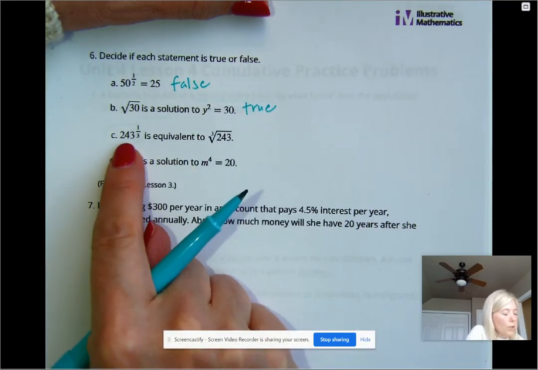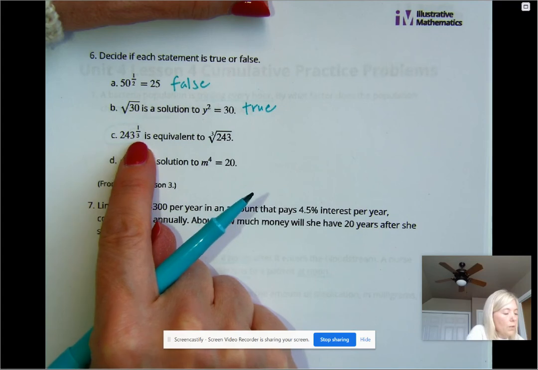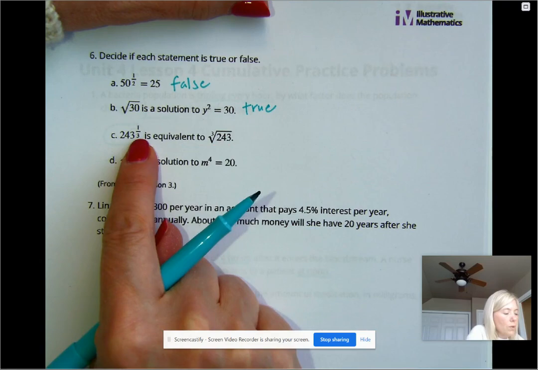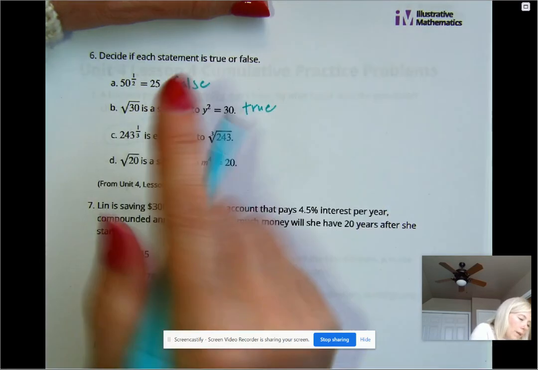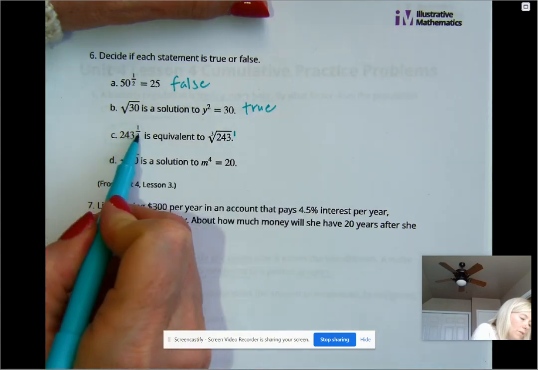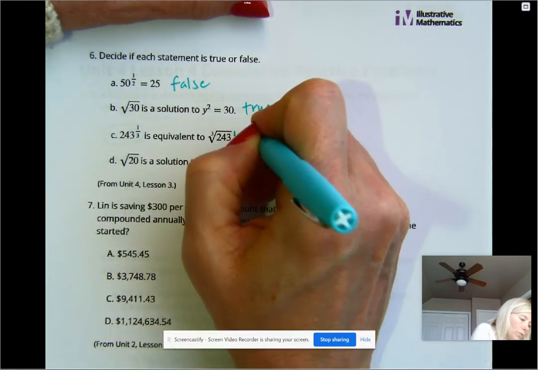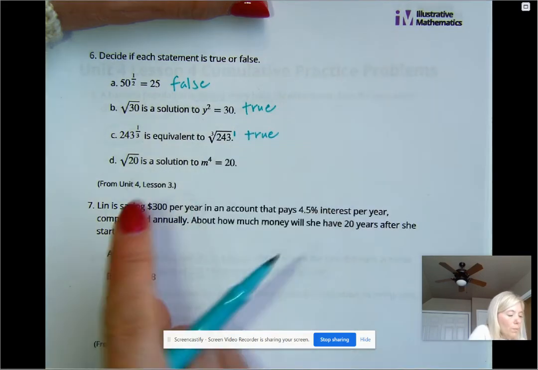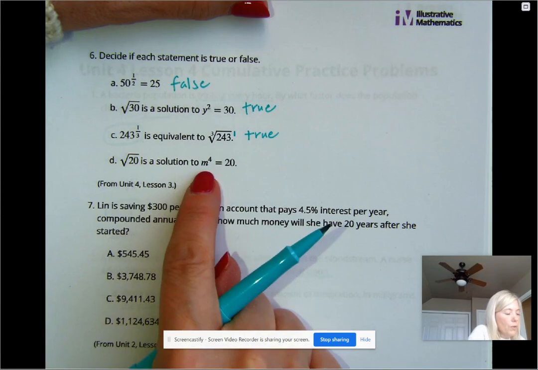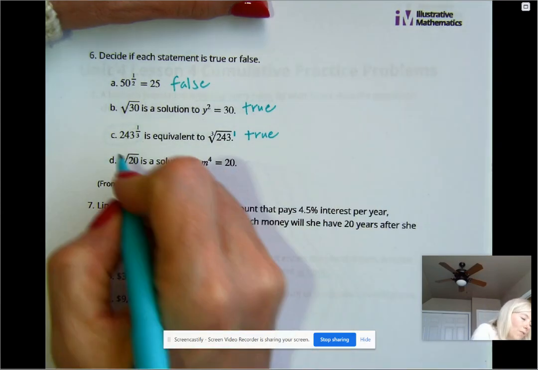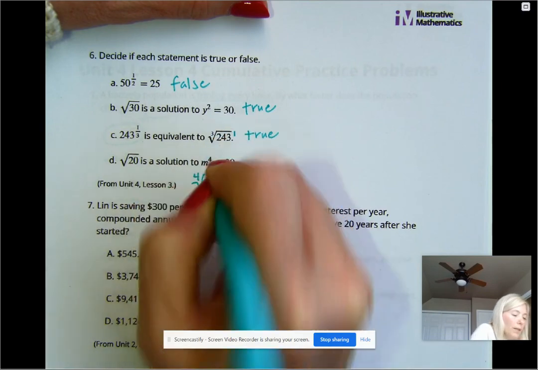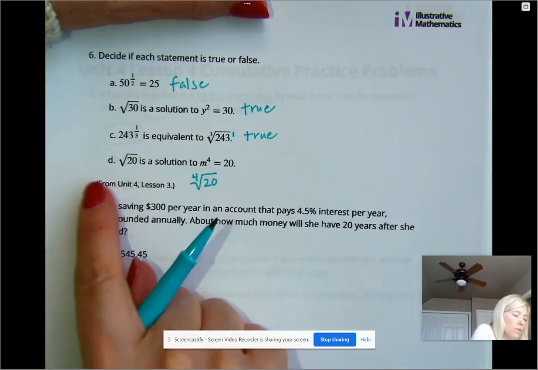C, 243 to the 1/3 is equivalent to the cubed root of 243. All right, so this is going to be the exponent over the index, so that is true. And then for D, the square root of 20 is a solution to m to the 4th equals 20. No, it would have to be the 4th root of 20 so that the exponent and the index match when you're solving, so this is false.